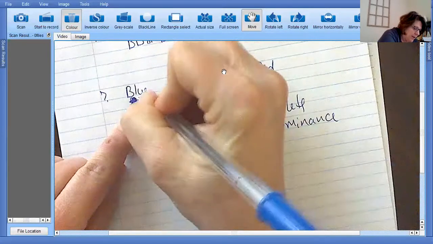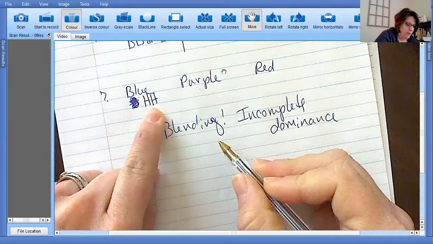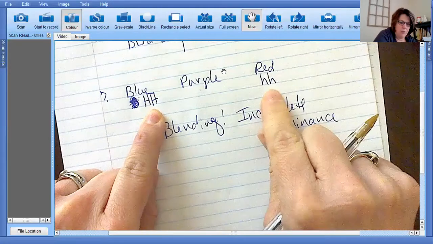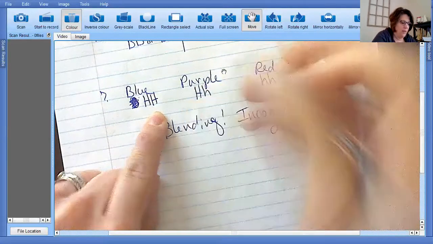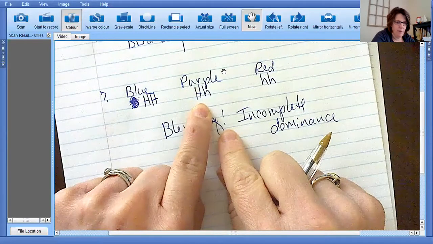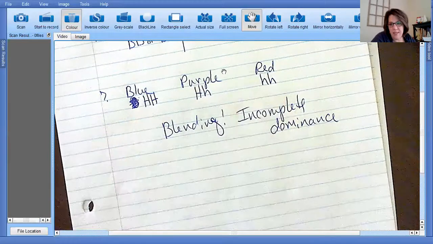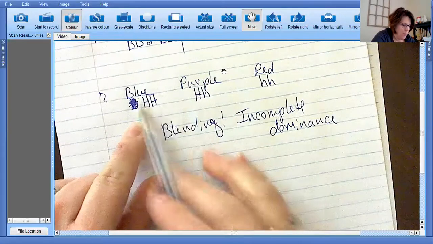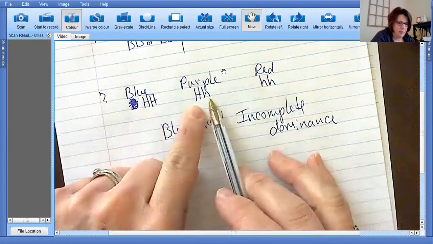So their hair, if they're blue, they would have both dominant alleles. And if they're red, we would say, okay, maybe they have 2 recessive alleles. And then purple hair would be heterozygous. All right, so you can use B's or R's or H's. Honestly, it doesn't matter which letters you use, as long as you understand that one is going to have these 2 and the other these 2, and then this is a blend.